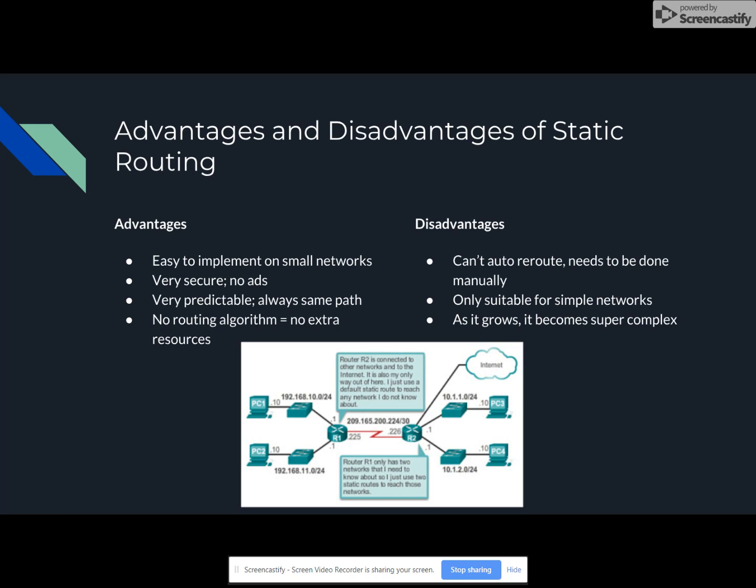And when the complexity of the system increases, it gets much, much more time consuming to configure all the routes manually instead of just using an algorithm of some sort.